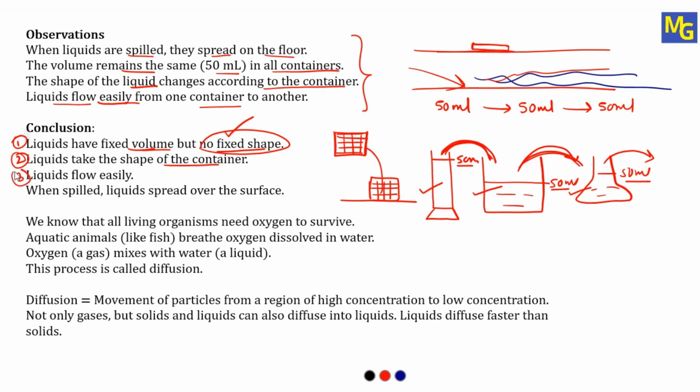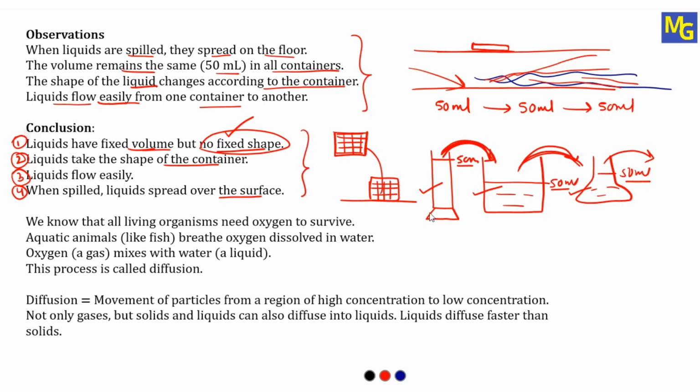Third point is, liquids flow easily. We can easily transfer liquid from one container to another. Therefore, they flow easily. And the fourth point is, when liquid is spilled, liquid spreads over the surface. So whenever you throw liquid on the floor, it will easily get spread on the floor, which we cannot see in case of solid. So these are the conclusions.